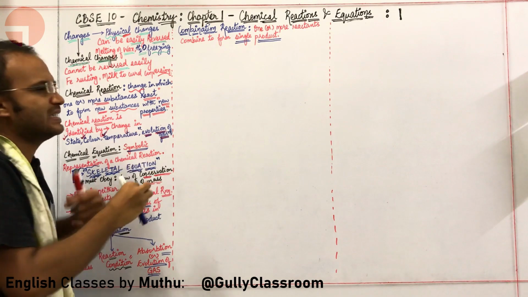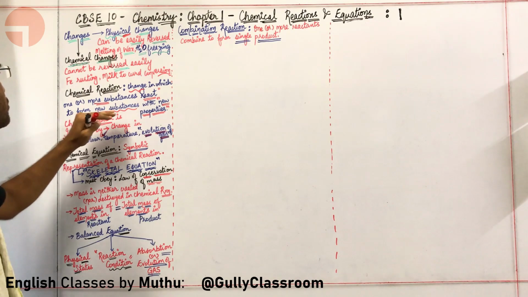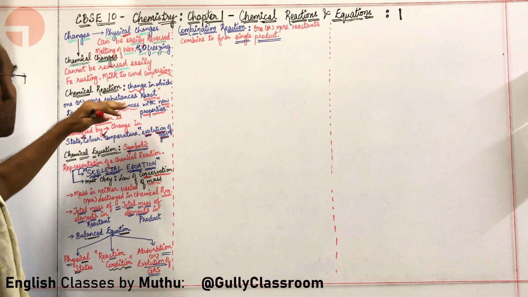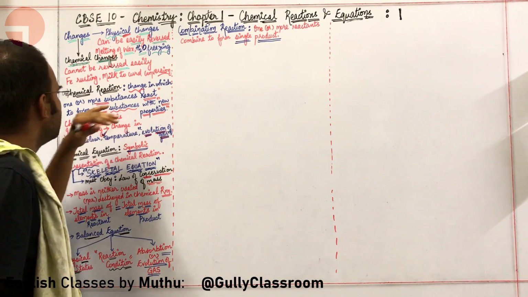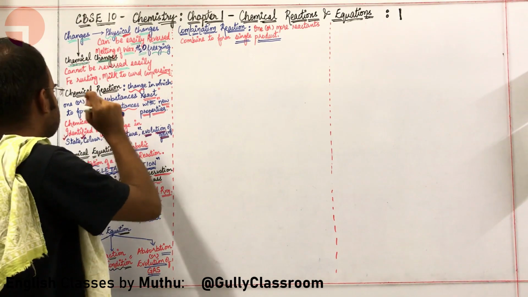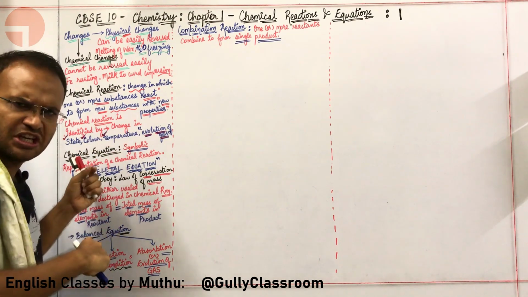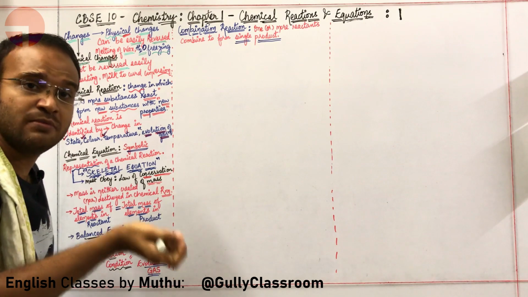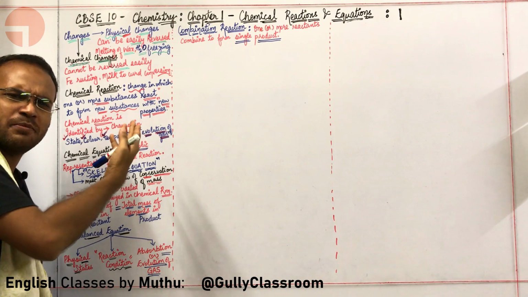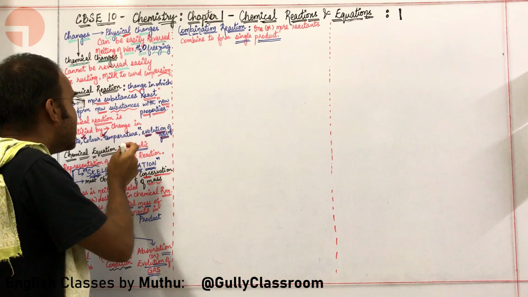A chemical reaction is simply a change where one or more substances react to form a new substance with completely new properties. A chemical reaction can be identified by changes in state, color, temperature, or sometimes the evolution of different gases. Sir, how is this chemical reaction represented? This chemical reaction is represented using a chemical equation.